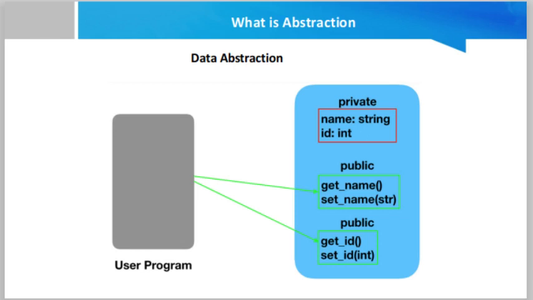Friends, abstraction is the process of hiding the internal details of an application from the outer world. Abstraction is used to describe things in simple terms. It is used to create a boundary between the application and the client program.